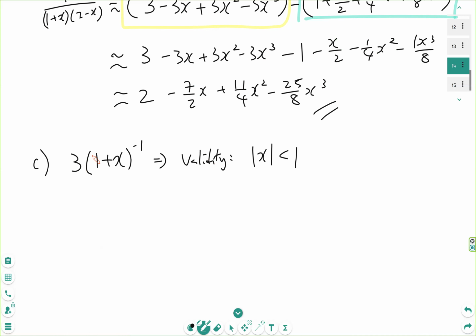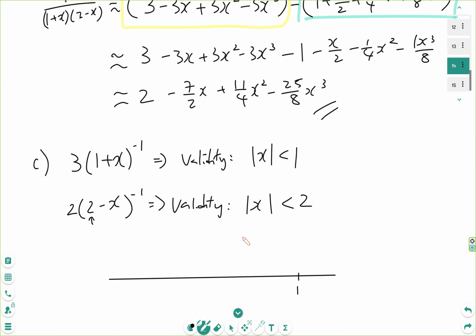So what about the 2 times 2 minus x to the power of minus 1? The validity, hopefully you learned it in chapter 4.2, is the modulus of x less than the number in the front over the number in here, 2 over 1, which is 2. So modulus of x less than 2. If you put it on a number line, so 1, minus 1, and 2, minus 2.